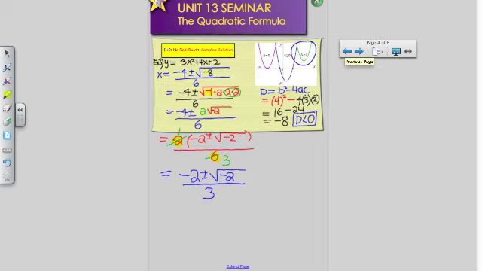But because I know that the square root of any negative number is equivalent to i, this is actually going to change to 2i. So this is actually -2 plus minus 2i all over 3. And if you remember to do that, you will get full marks on your test.